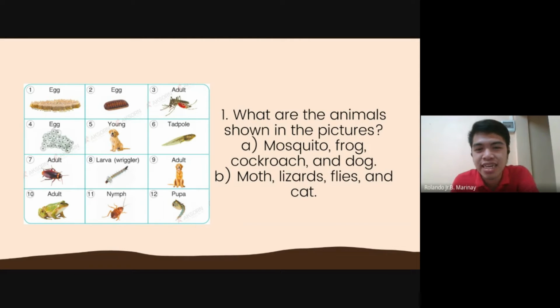Okay. It is letter A. Mosquito, frog, cockroach, and dog. Look. Okay, there's a mosquito, there's a frog, there's a dog, and there's a cockroach. So these are the life cycles of the mosquito, frog, cockroach, and dog.